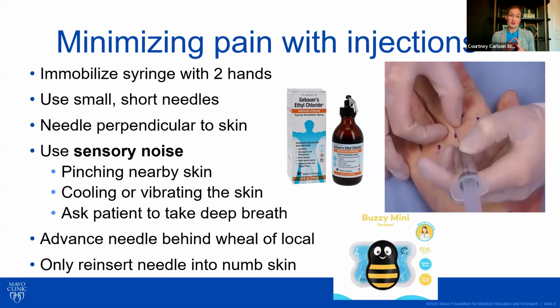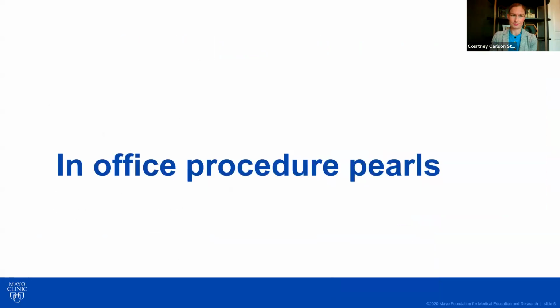If you're giving an injection, particularly in the setting of a digital block or just administering straight local, don't advance the needle very slowly, and always make sure the needle is behind the wheel of the local that you are injecting. And if you have to reinsert the needle, only reinsert it into an area that you have tumescence and you can tell that the skin is already numb.